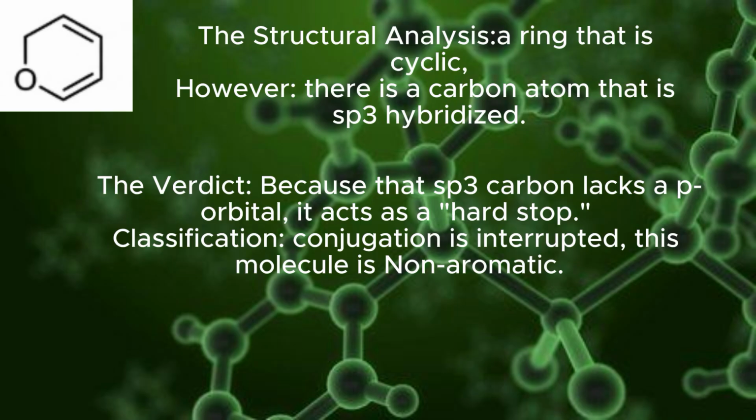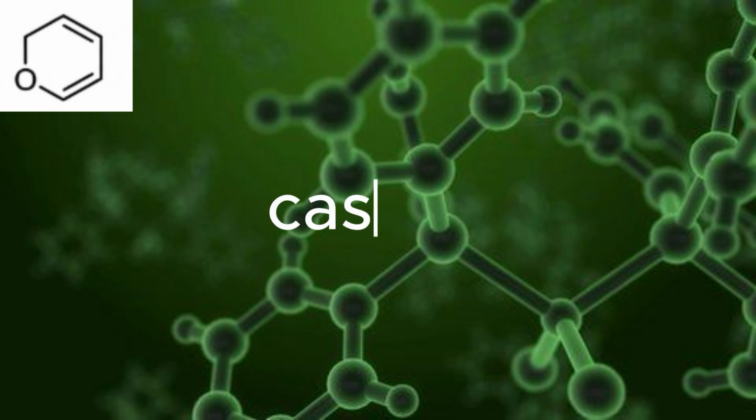No electron counting is necessary when the structure itself cannot support delocalization. Remember, you can have all the right electron counts in the world, but if the racetrack has a wall in it, the electrons can't run the lap. Always look for that sp3 hard stop before moving to the math.